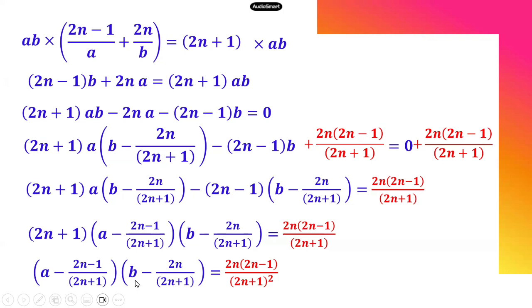Now the left side has two factors. We want to make the expression on the right-hand side into two factors in such a way that each factor will be equated with the corresponding factor on the left-hand side. Now there are many possibilities for this factorization. So we'll try to list all possible factors for this expression and compare with these two, and then we'll get the solution. So first let's check the factors of this expression.